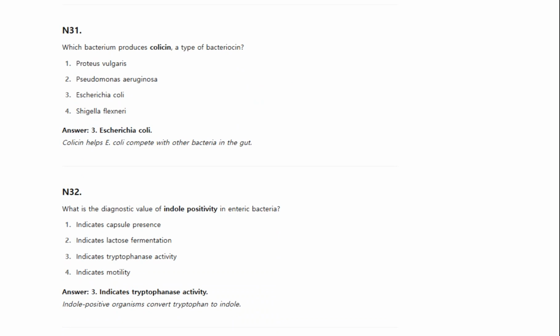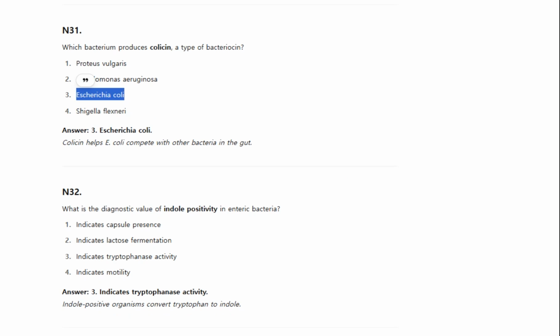N31. Which bacterium produces colicin, a type of bacteriocin? 1. Proteus vulgaris. 2. Pseudomonas aeruginosa. 3. Escherichia coli. 4. Shigella flexneri. Answer 3. Colicin helps E. coli compete with other bacteria in the gut.